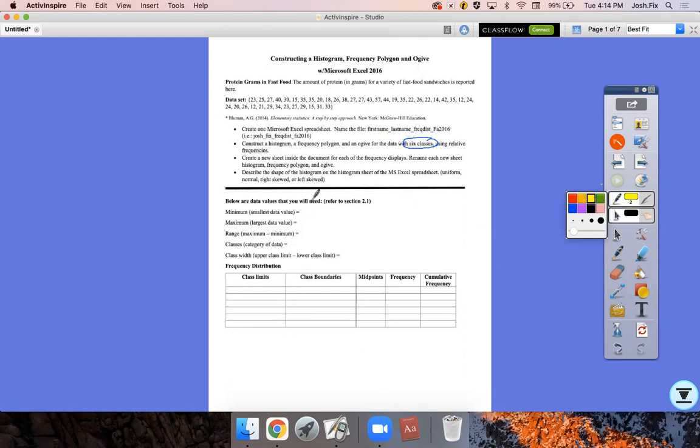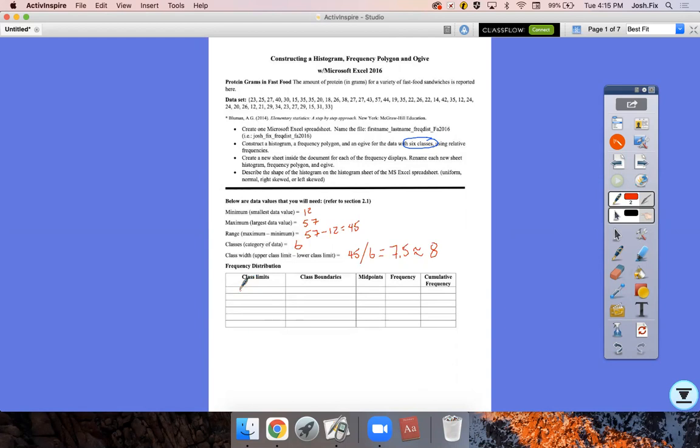When we go through here, our minimum value in this list was 12. Our maximum value was 57. That means our range would be 57 minus 12, which is equal to 45. We're going to do 6 classes. So we'll take that 45, divide it by 6, and we get 7.5, which rounds up to 8. So we'll take the next whole number of 8. That means our class limits are going to be a distance of 8 apart.